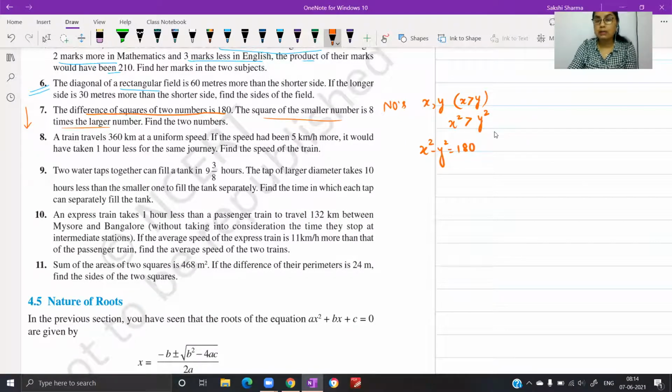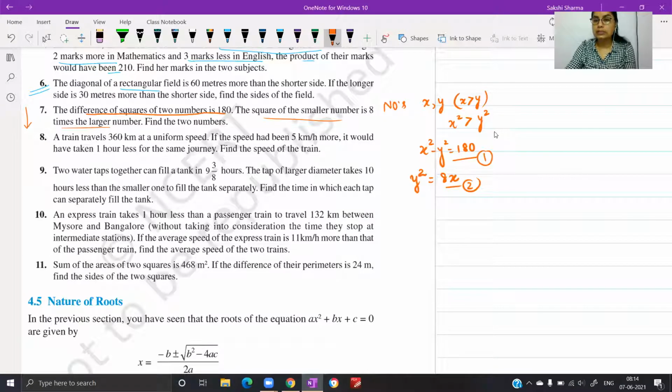The other fact given to us is the square of the smaller number is 8 times the larger number. You're given the square of the smaller number equals to 8 times the larger number. This is the second relation given to you. Tell me if this is clear how I have written the two equations.